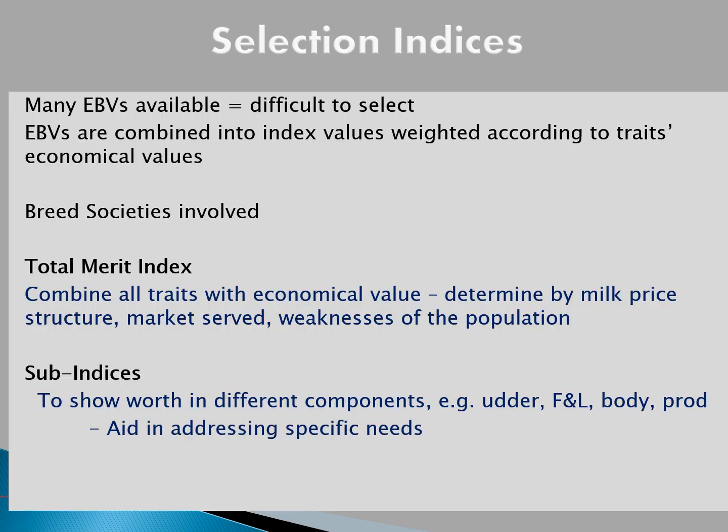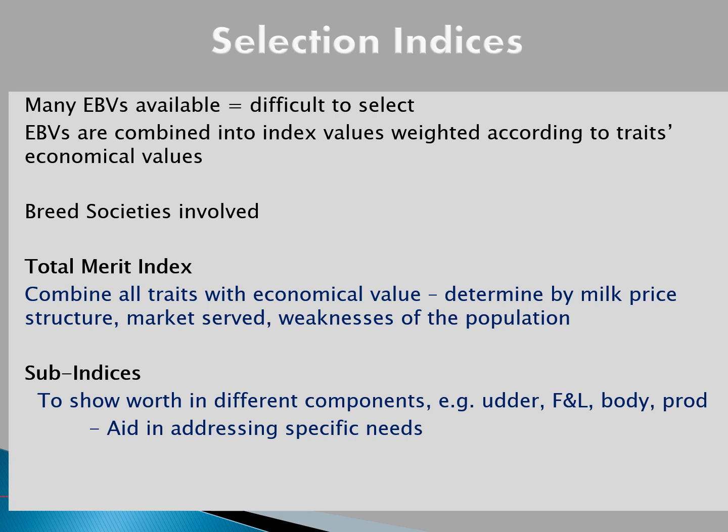There are therefore quite a lot of breeding values available for the selection of animals, but this actually makes it very difficult to do the selection. For this reason, breeding values are combined into selection index values, where the different traits contributing to the selection index are weighted according to the trait's specific economical value.